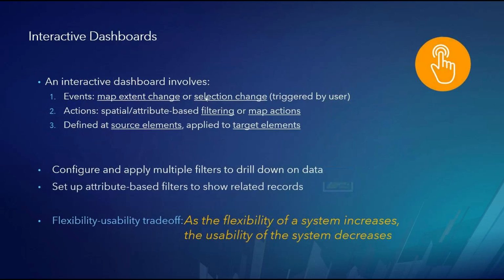Okay, how about this? Dashboards being able to, on a map extent change or a selection change triggered by the user, do something with another widget. If I make a selection in the list widget, filter down my other pie chart based on that selection. You can configure and apply multiple filters to drill down on data. There's a lot you can do here. So I've kind of beat that one to death. I think it makes sense, hopefully.